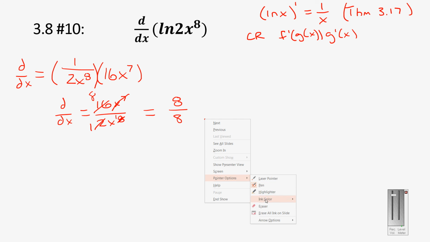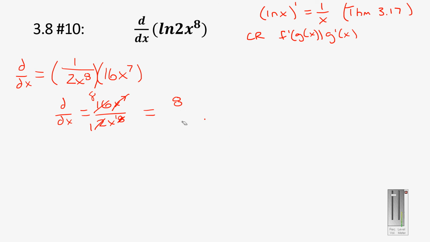Pointer options, eraser. And let's get my pen back here. Little typo there. 8 over x.